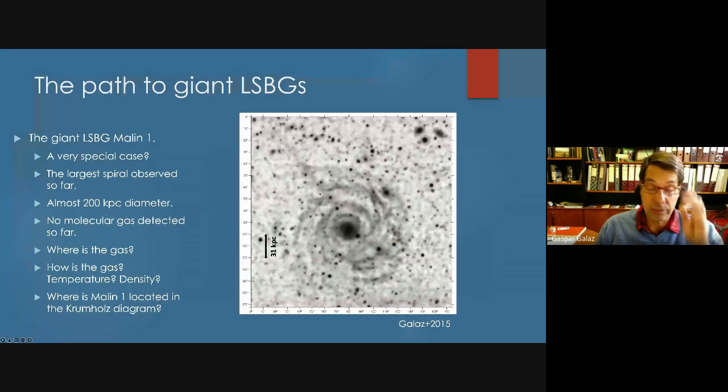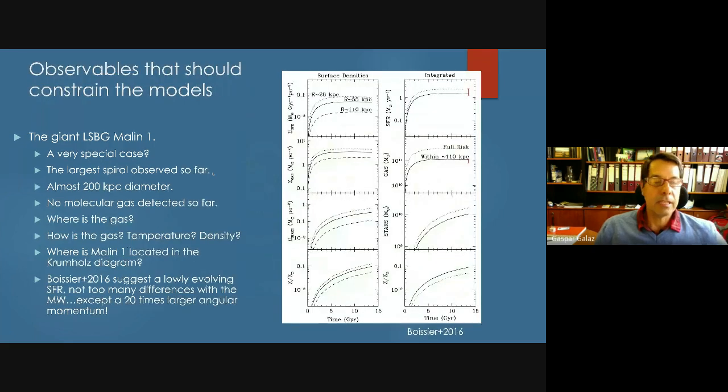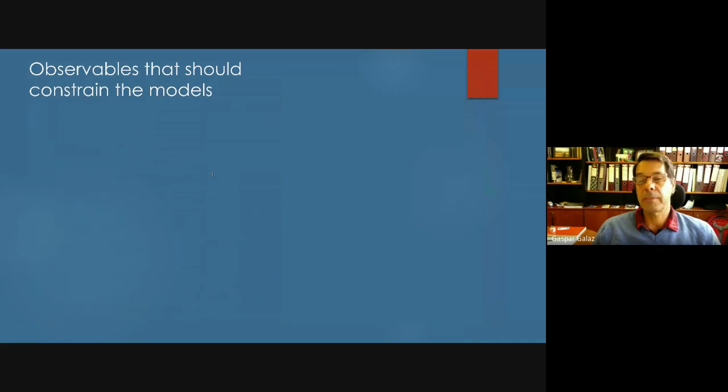This is the real galaxy, in fact, with all the spiral arms. We discovered that in 2015, and then Boissier also had another study one year later with the spiral arms and the disk. It's really a very special galaxy, a very interesting one, and many people are studying it now. Boissier in 2016, studying this galaxy, suggests that there is a low evolution. I mean, this galaxy is evolving very slowly compared to normal spirals. And also, he showed that the angular momentum should be at least, roughly speaking, about 20 times larger than the momentum you observe in normal spirals.